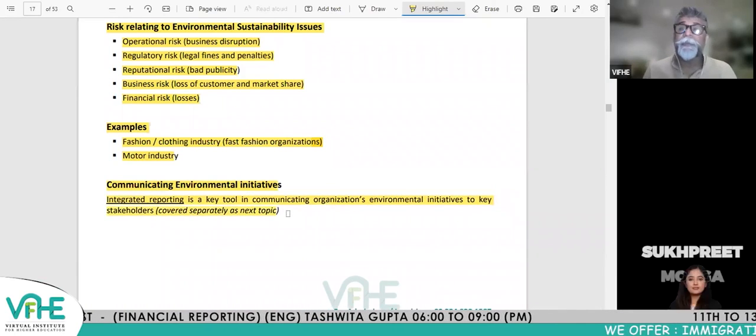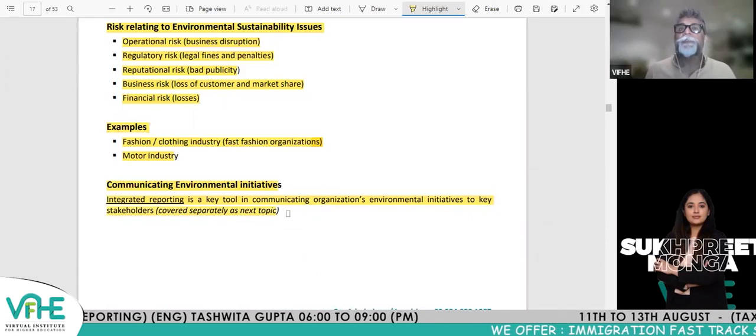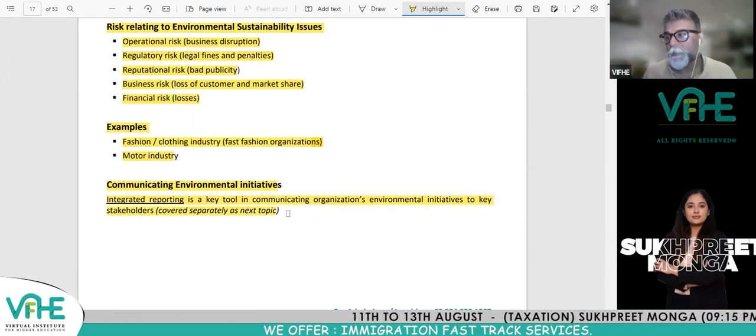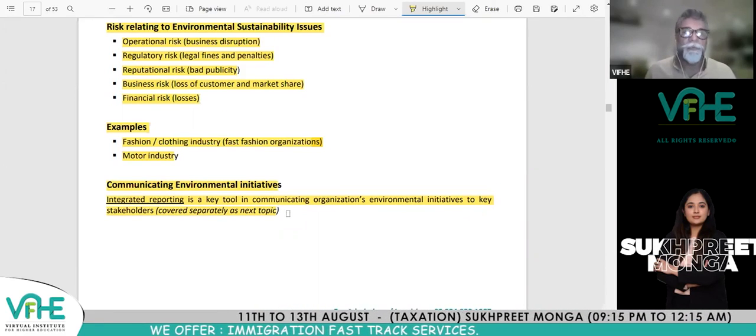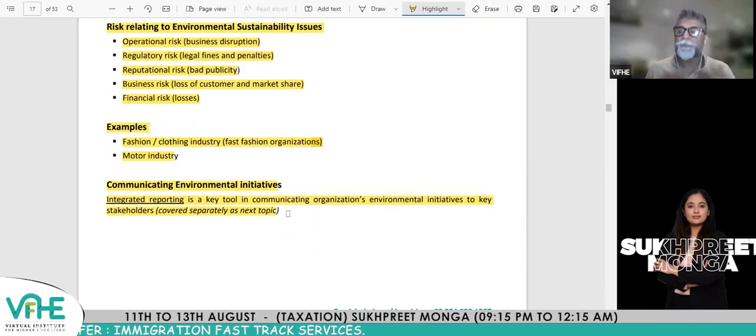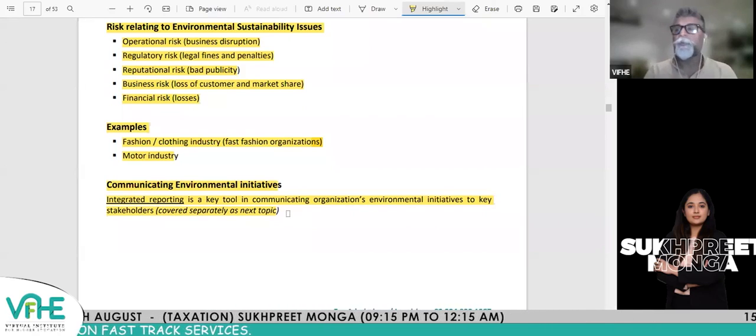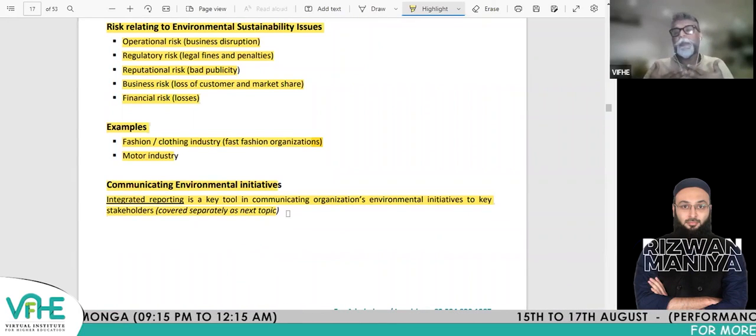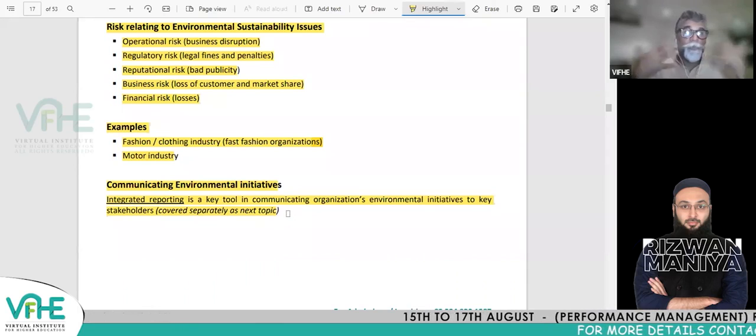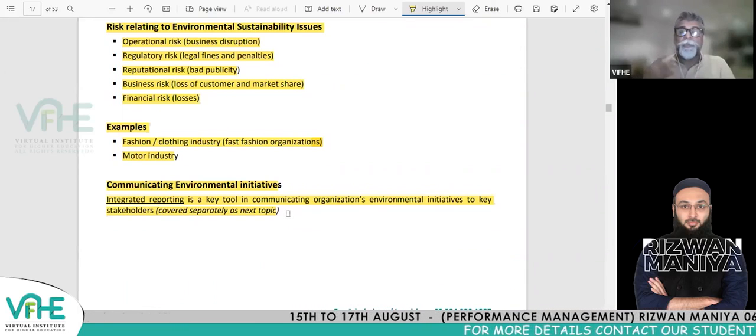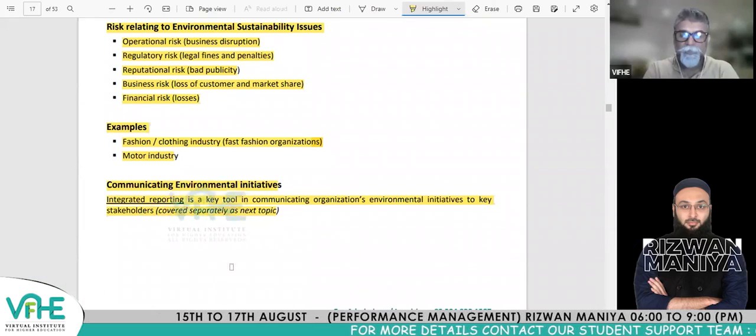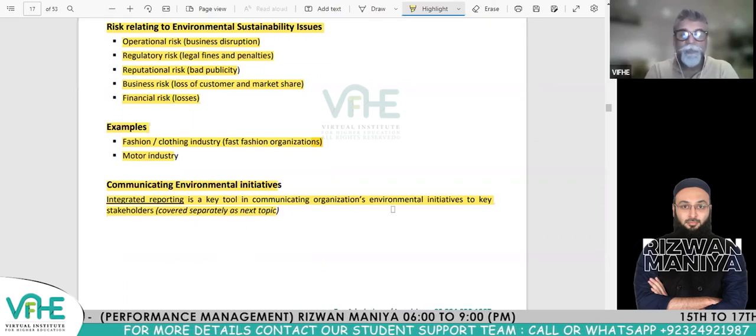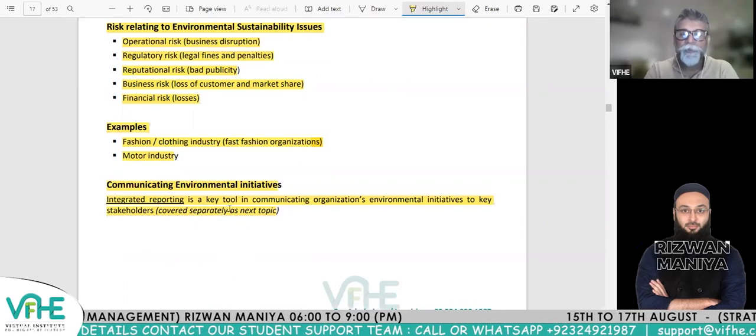An integrated report is a report which talks about the social activities of an organization. It highlights the environmental initiatives of an organization. So integrated reporting is the main document, or main tool, through which any organization can demonstrate or communicate all its environmental and social initiatives. So a CSR report as well. Yeah. I will talk about the integrated report in a little bit.